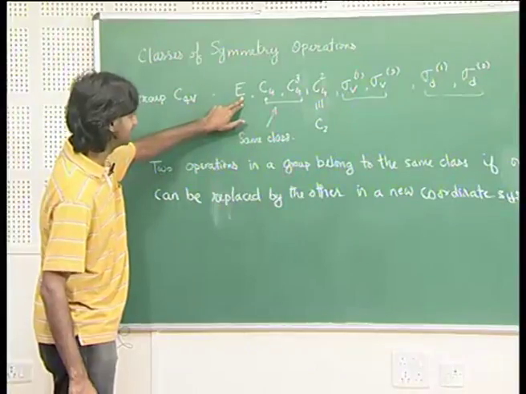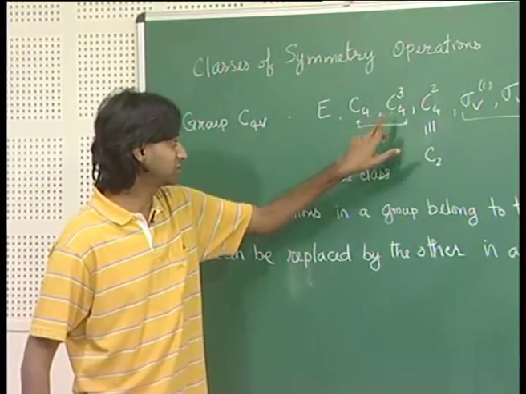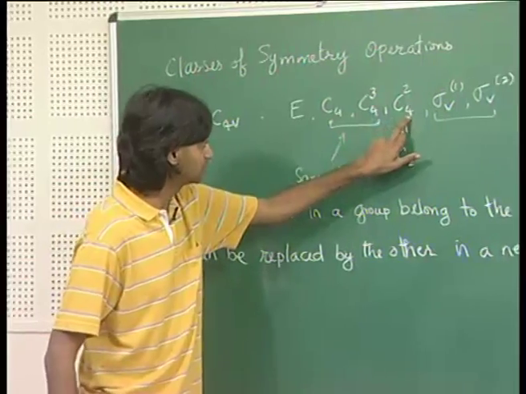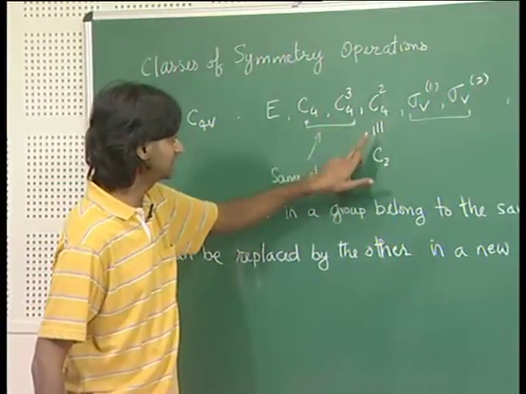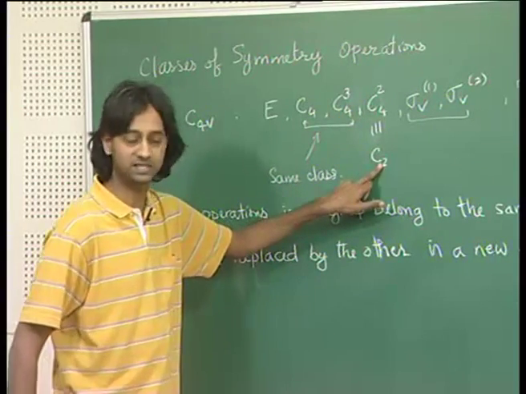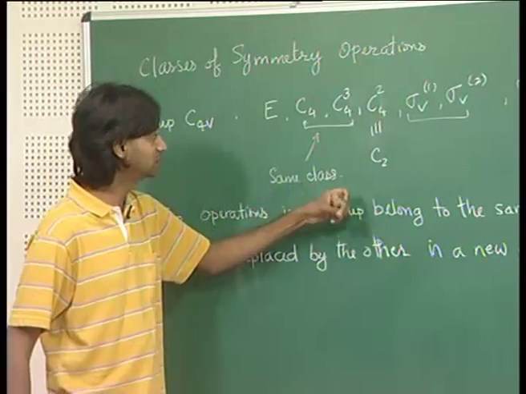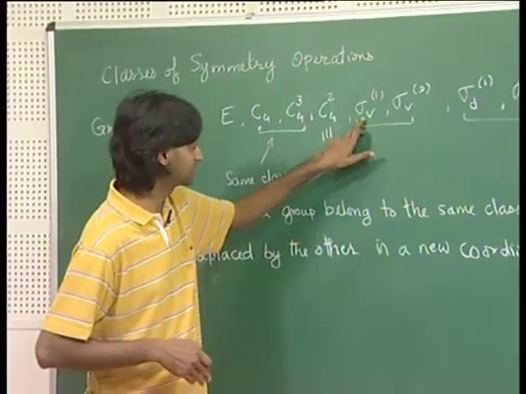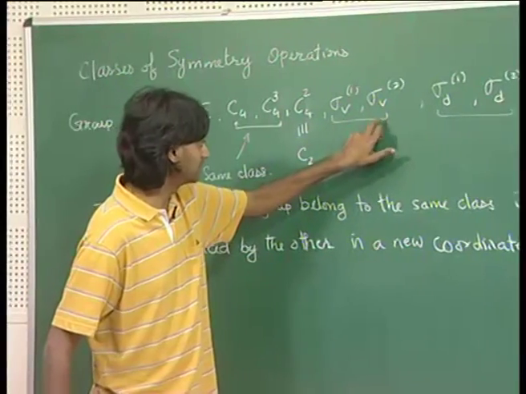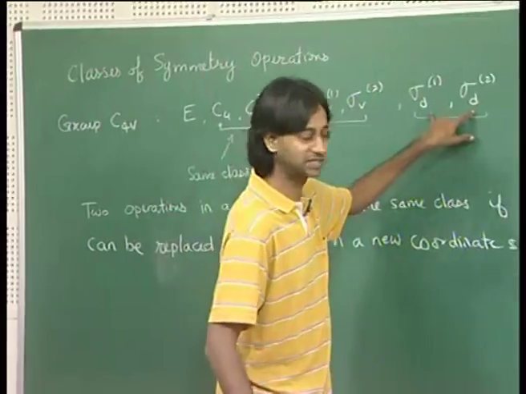These are E, the identity, there is a C4 axis, and C4 generates 3 more operations, C4, C4(2) and C4(3). I deliberately wrote it in this order. C4(2) is identical to C2. C4(2) is rotation by 180 degrees, which is the same as C2. And then there are 4 sigma v planes. 2 of them are referred to as vertical planes, and 2 of them are referred to as dihedral planes.